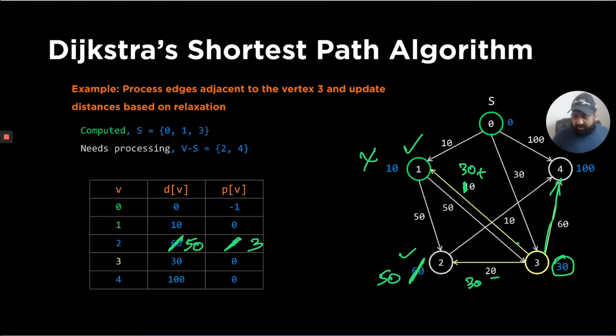We still have one more edge that we need to relax. So in this case, this edge is 30 plus 60, that's 90. And 90 is less than 100, so we are going to change these two numbers. So 100 will be replaced with 90, and the predecessor of 4 now becomes the node 3.